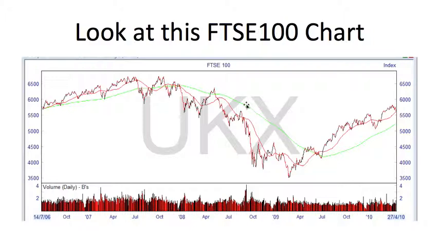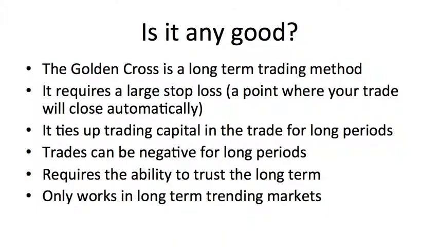So there are ways of just using this simple golden cross to trade relatively long term. And that's really what you have to understand, that the golden cross is a long-term trading method, and as a result, it requires a large stop loss. A stop loss is basically a point where your trade will close automatically. With it being a long-term trade, it's tying up capital that you can't use on another trade, and because you have a wide stop, you're probably devoting more margin to it and so on.